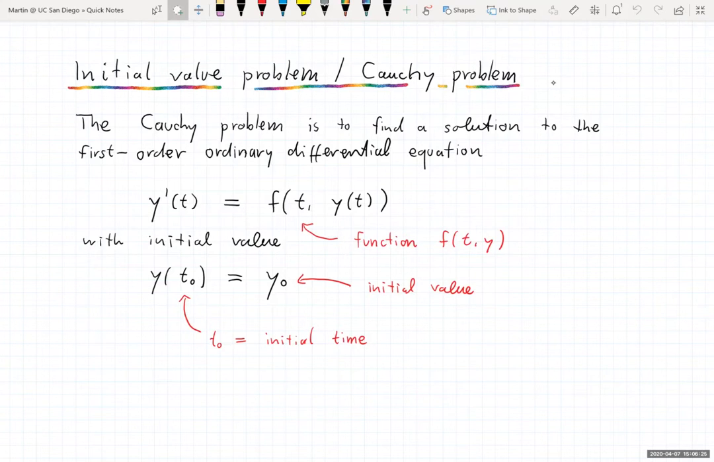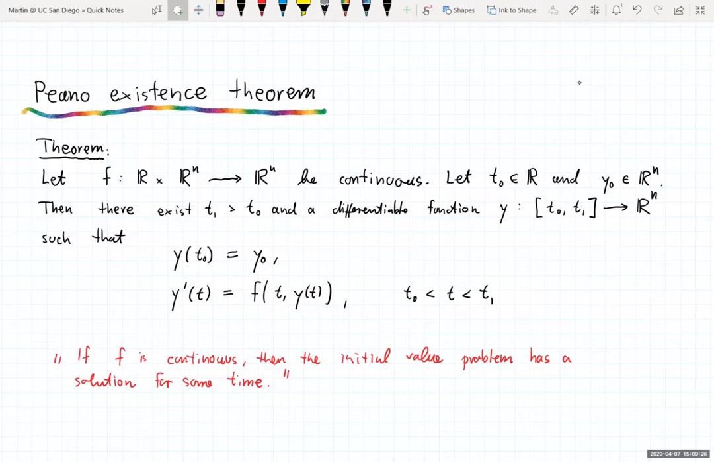And it turns out that we can learn a lot about the existence of a solution if we know a bit more about this function f. So only by studying this function f, you can establish the existence of a solution and even the uniqueness of the solution, provided that certain requirements are satisfied by this function f. Let us begin with the Peano existence theorem.